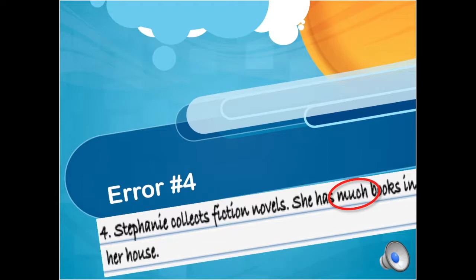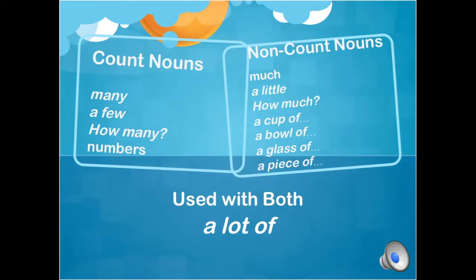Error number 4. There are words and phrases that are to be only used with either count or non-count nouns. For example, with count nouns, we can use the determiners many, a few, or the question word how many, or numbers in front of count nouns.